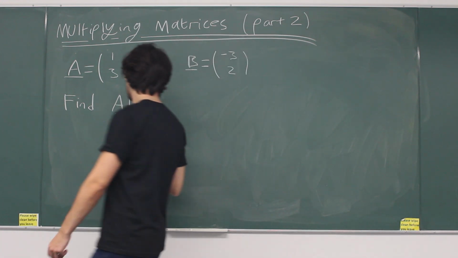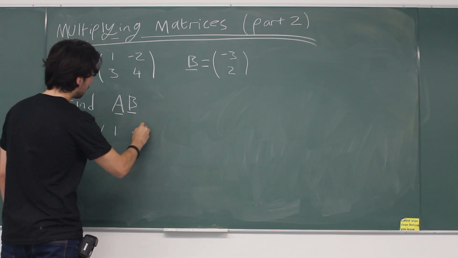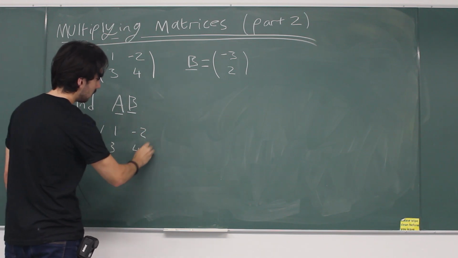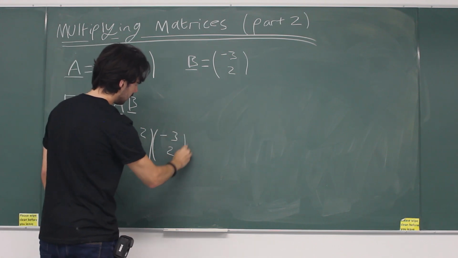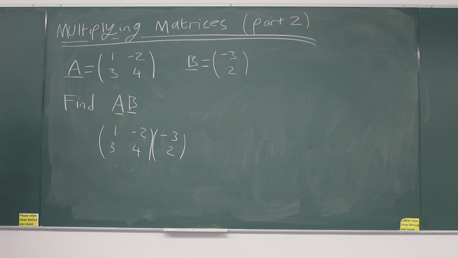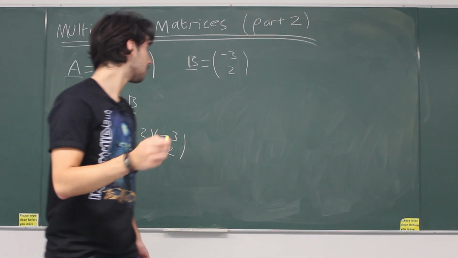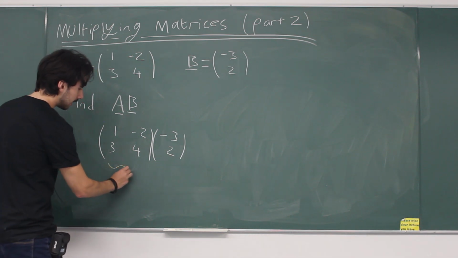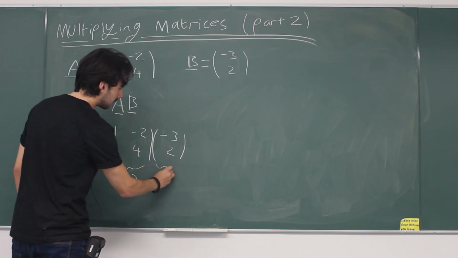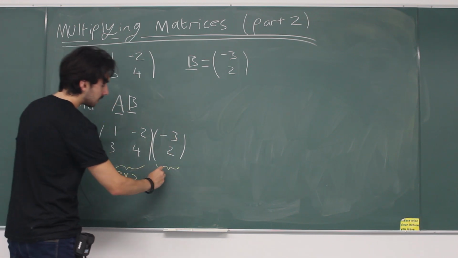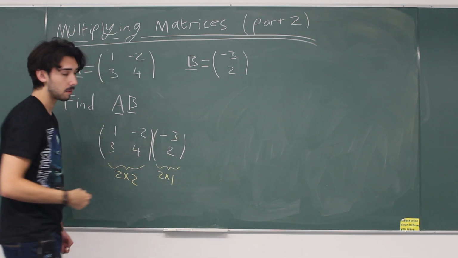So let's do that. We are basically being asked to multiply the matrix 1, -2, 3, 4 with the matrix -3, 2, like that. Okay, again, let's make sure that we are actually allowed to do that by checking the dimensions of each one. This is clearly a 2 by 2 matrix because it has 2 rows and 2 columns. And what do you think this will be? This is going to be a 2 by 1 matrix because it has 2 rows and only 1 column.